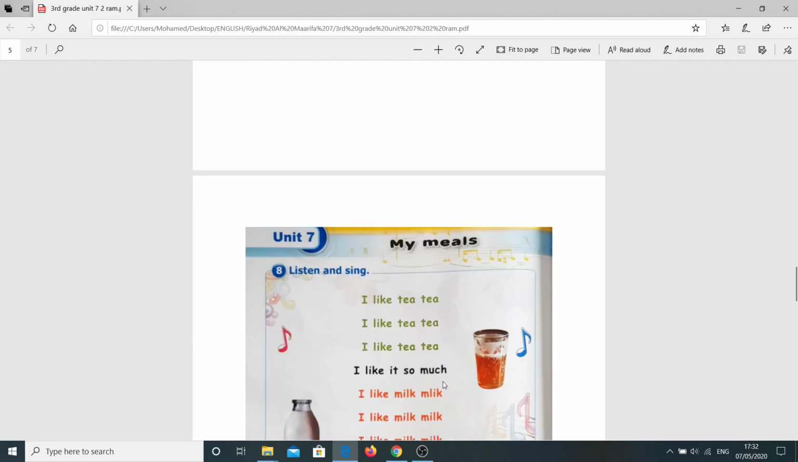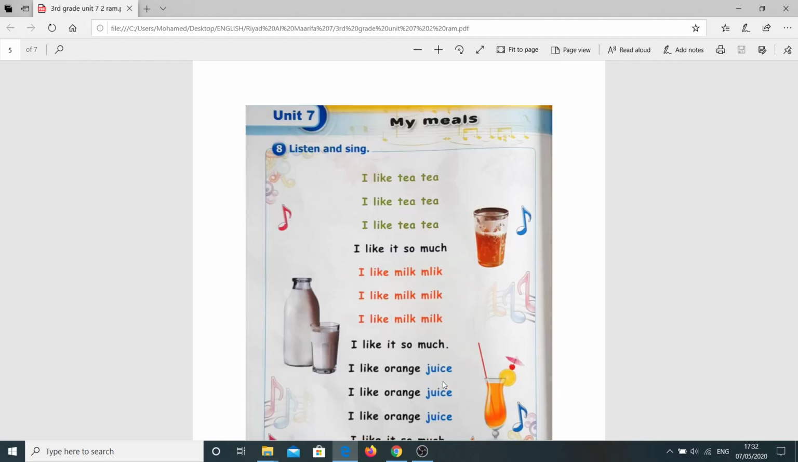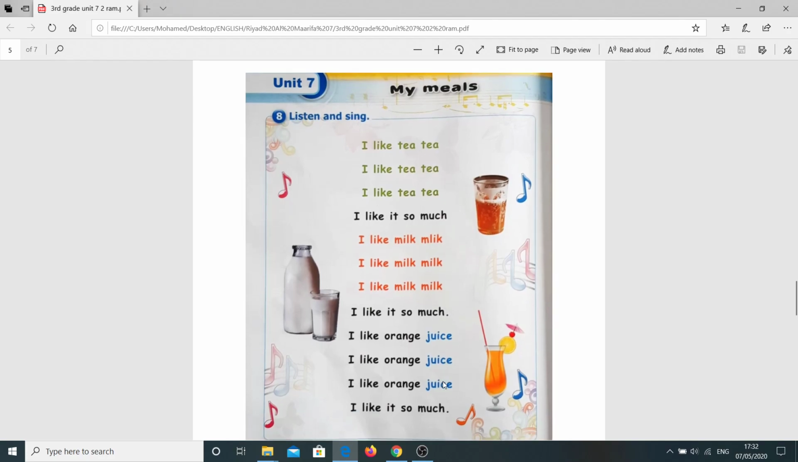Now, page 58, please. We have here a song which you need to listen to. You have a CD-ROM, yes? Then you can play your CD-ROM and listen and sing with it.